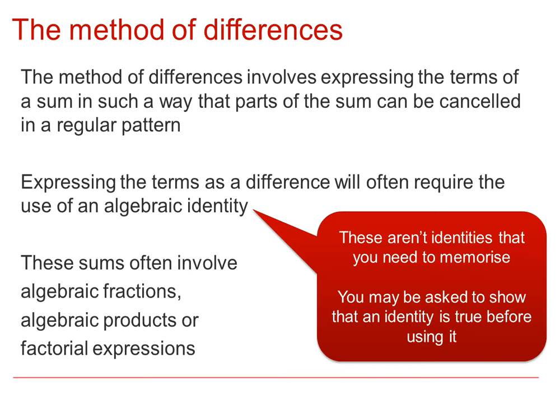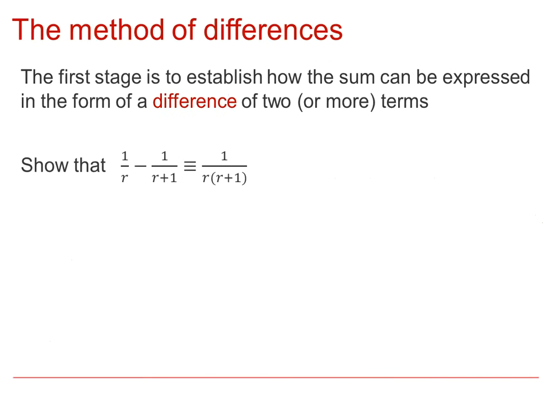Expressing the terms as a difference will often require the use of an algebraic identity, and these sums often involve algebraic fractions, algebraic products, or factorial expressions. In typical questions, the first stage is to establish how the sum can be expressed in the form of a difference of two or more terms.